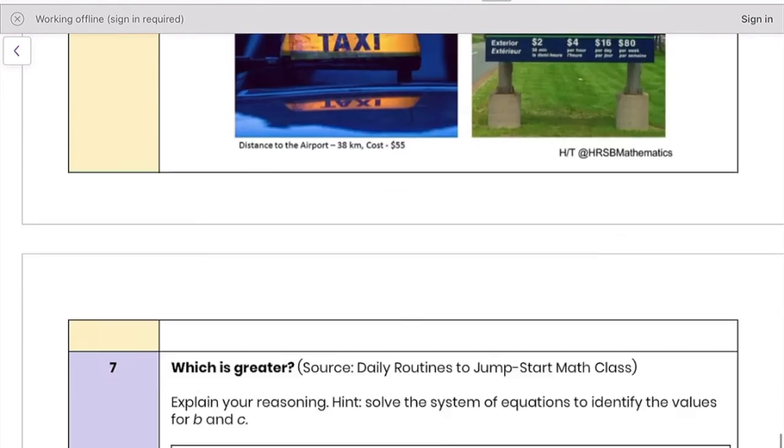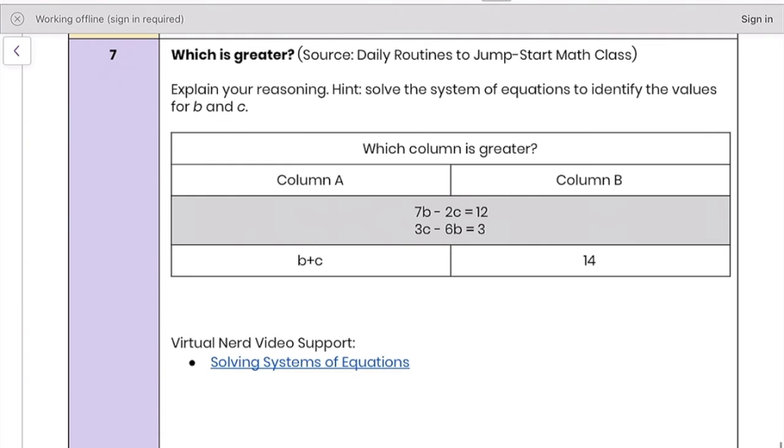Next one for number 7. It's been a little while since we talked about systems of equations, and I put a hint in here for you. You have to solve the system to identify what B and C actually equal. So what I would do here is try to do elimination. Notice that they're written off, so we have to flip the order a little bit.